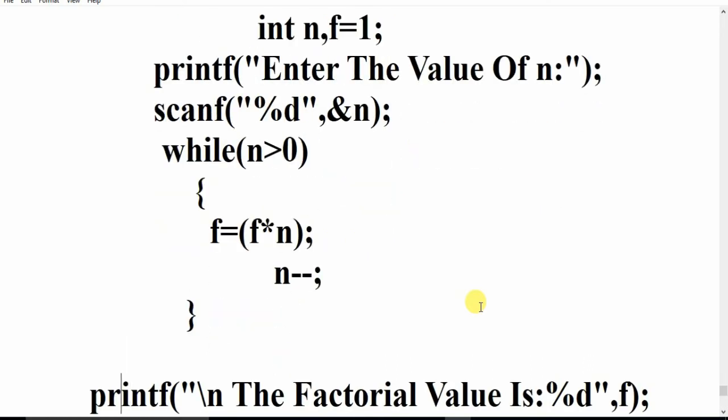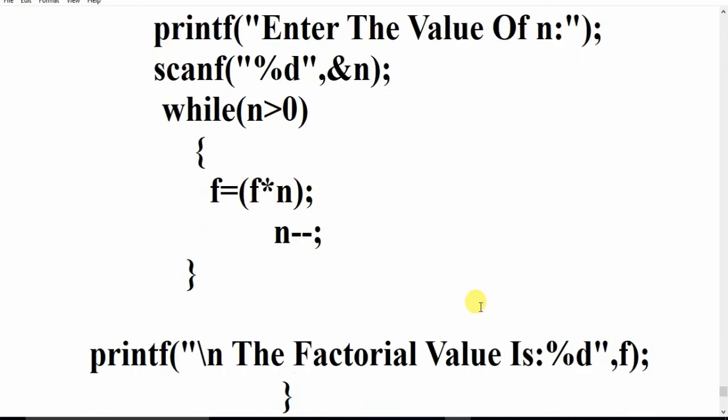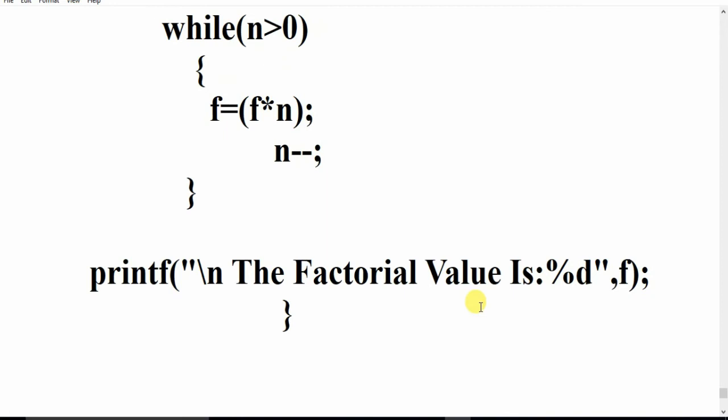After coming out of the while loop, we are printing the factorial value is percent d, f. Whatever value has been stored in f, that is the multiplication of all values from n to 1. That is the f value that we are printing here, called the factorial value of n. What is the f value right now? It is going to print 120. Here the output is going to be: the factorial value is 120, when we entered the input n value as 5. If we enter 6 or something else, it will print that factorial value.